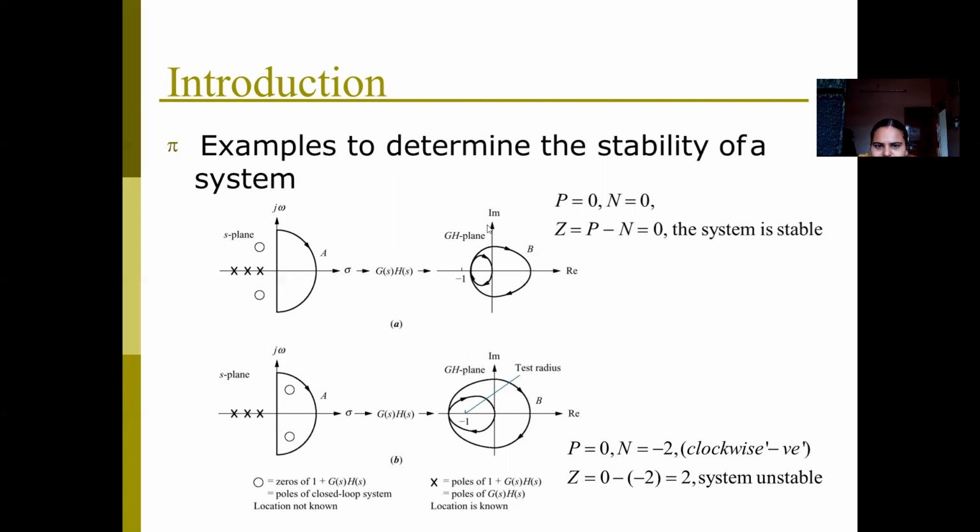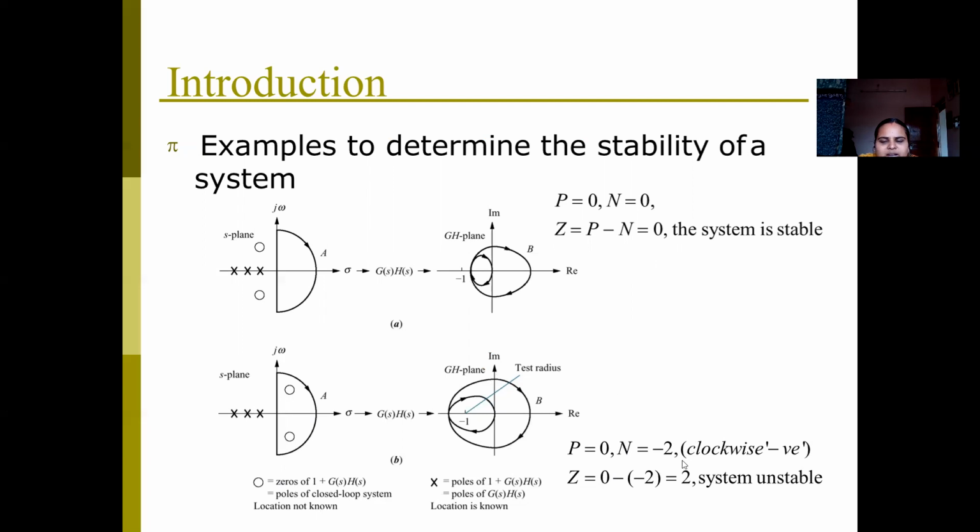what you'll get, observe in both diagrams, where our minus 1 is located here. It's not encircled by minus 1, but here our minus 1 is encircled based on the poles and zeros. Therefore, this system we call an unstable system, where Z equals 2. N is equal to minus 2. Therefore, 0 minus of minus 2 is equal to 2. Therefore, the system is unstable.